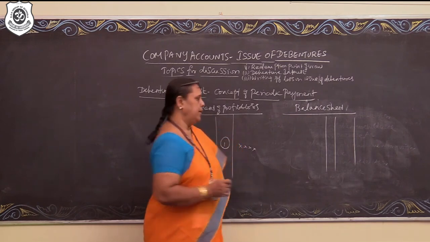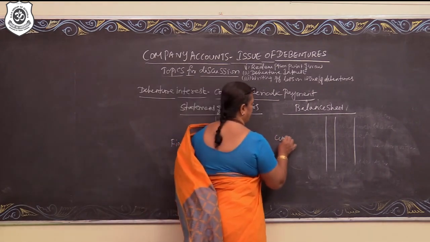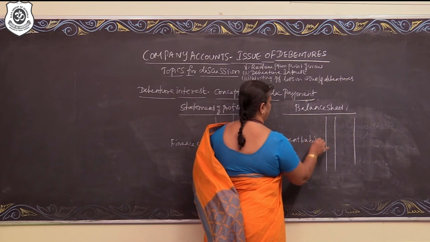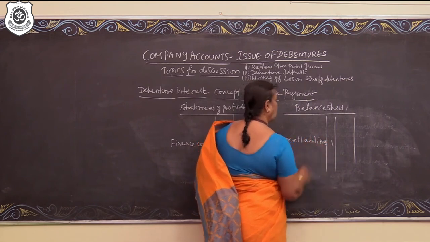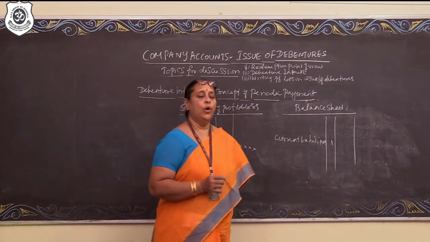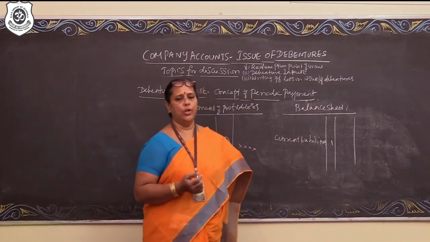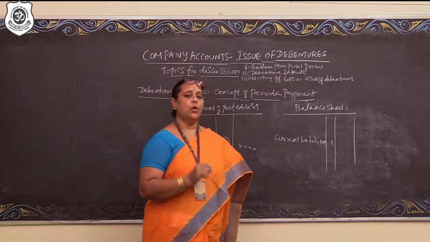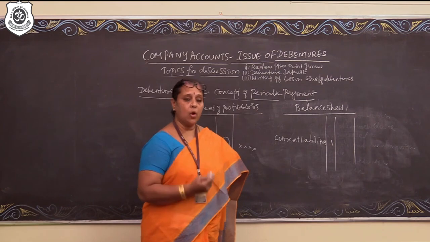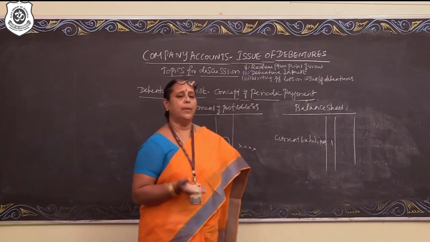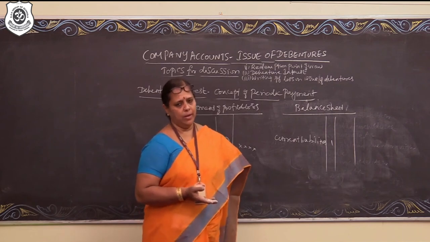Under current liabilities, in notes to account, we will mention about interest accrued but not due. What do you mean by interest accrued but not due? That means the money is to be paid, and since we are following accrual concept, it will be recorded in current year's financial statement, though the payment will be made only in the subsequent year.